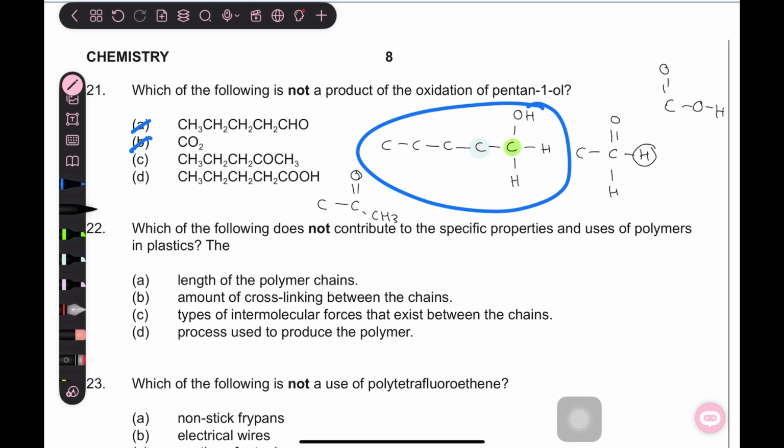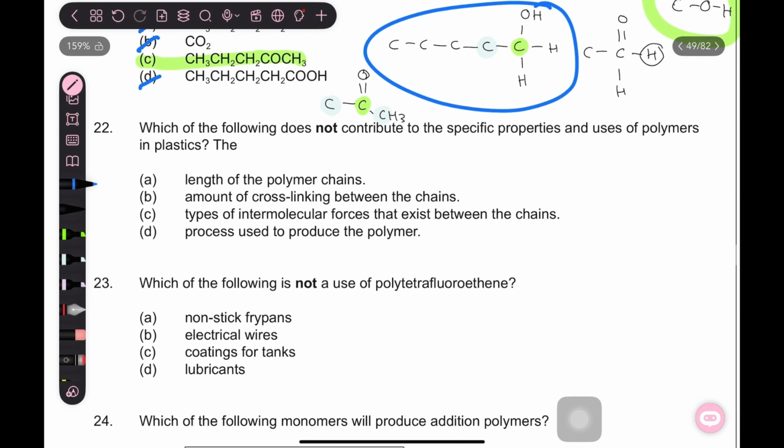Therefore, the original carbon, this carbon here, would have been bonded to two other carbon atoms. Therefore, that would have been a secondary alcohol. So we know that this one cannot be produced by this reaction. Now, D just represents the carboxylic acid that we drew over here.